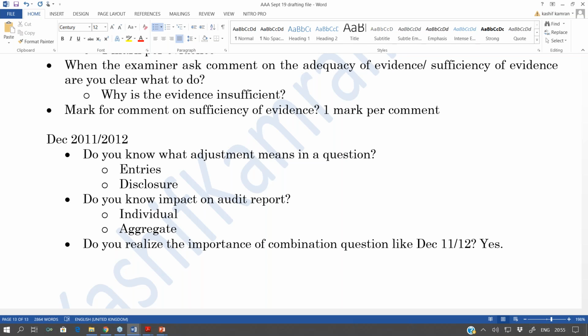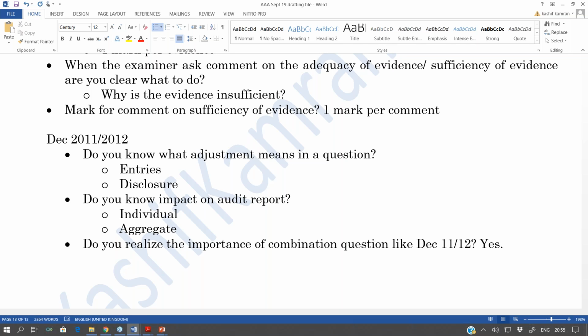Is there any chance of a current issue? It's been asked by Saud Khan. So far, no, because there is no article on current issue yet for exams in September. The last article on current issue was tested in the June 19 exams. So there is no chance of a current issue yet for the September 19 exam.